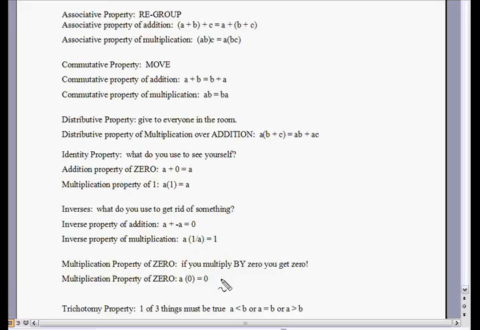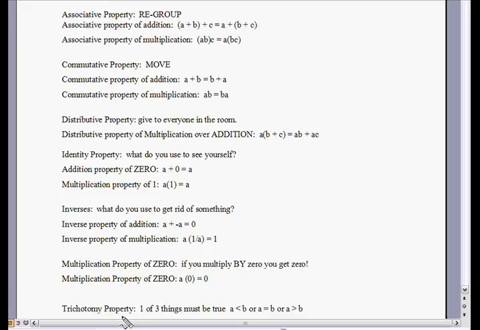The multiplication property of 0. We use this to solve problems that have too many variables in them. It says that if you're multiplying by 0, you'll get 0 as an answer. So it is very important that when you're working through these problems, you make sure that 0 is the answer before you try and factor.